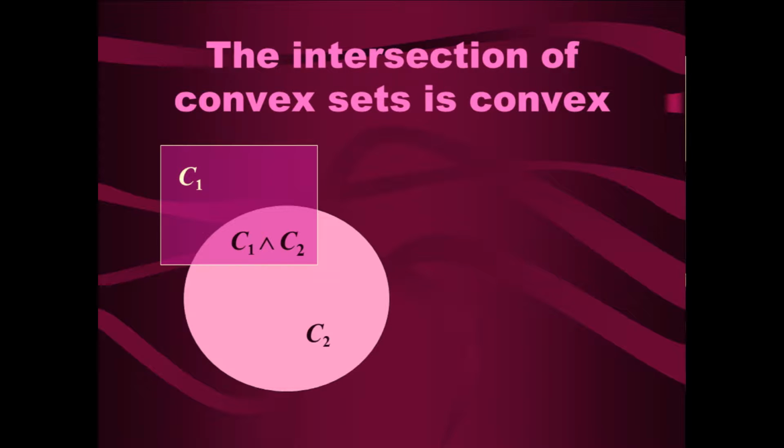I think you can see geometrically here that if we have two convex sets, here we have a convex set C1 and a convex set C2. C1 is kind of a rectangle, C2 looks like a circle. And the intersection of the two is also a convex set, and that in general is true. The intersection of two convex sets is itself convex.